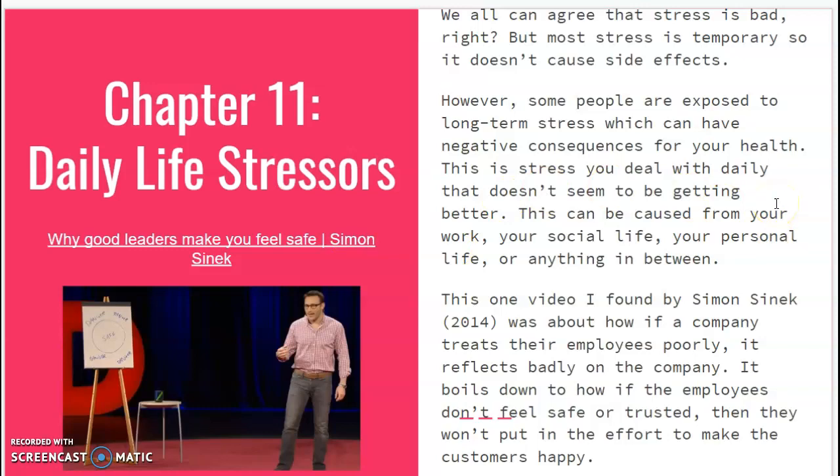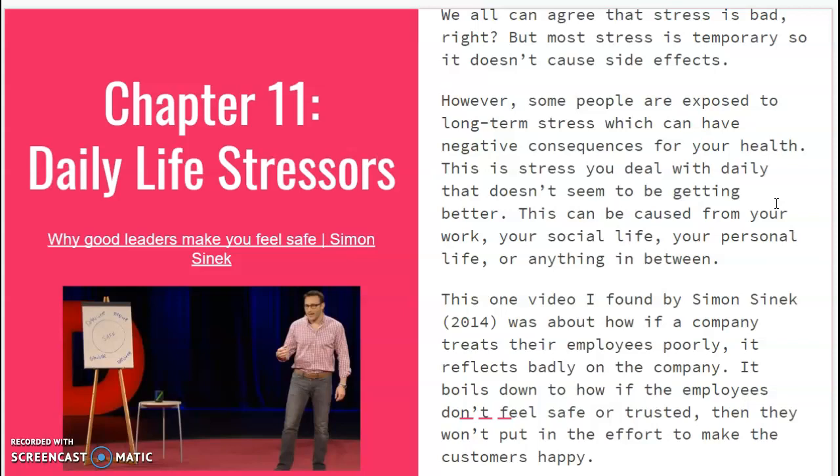So, stress is bad. It's bad when it's really long term because that means you're suffering its negative effects for a long time, like sleep deprivation and high blood pressure. Not good. This could be caused by your social life, work life, environment, and so on.